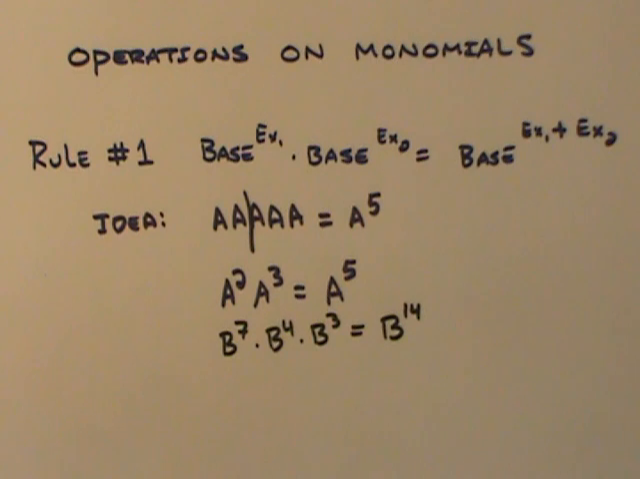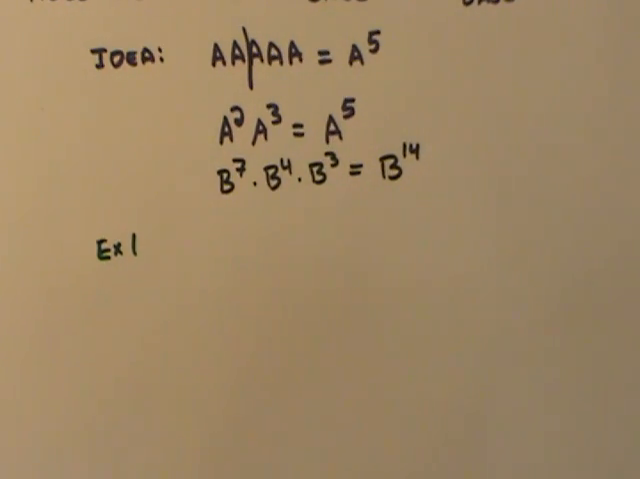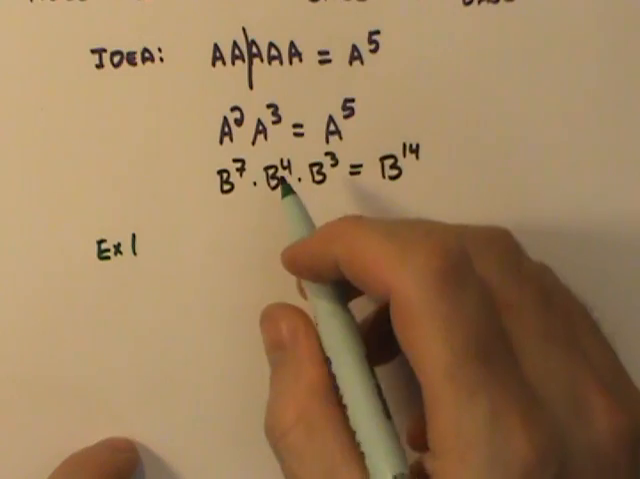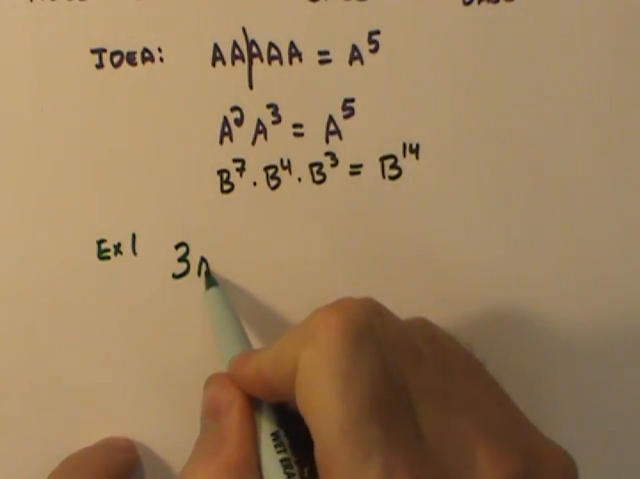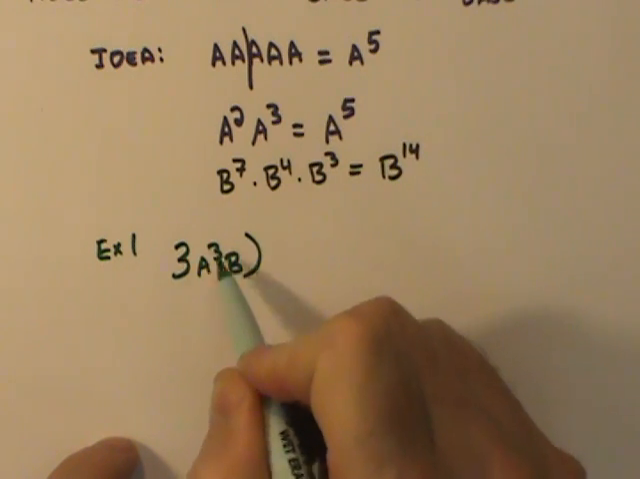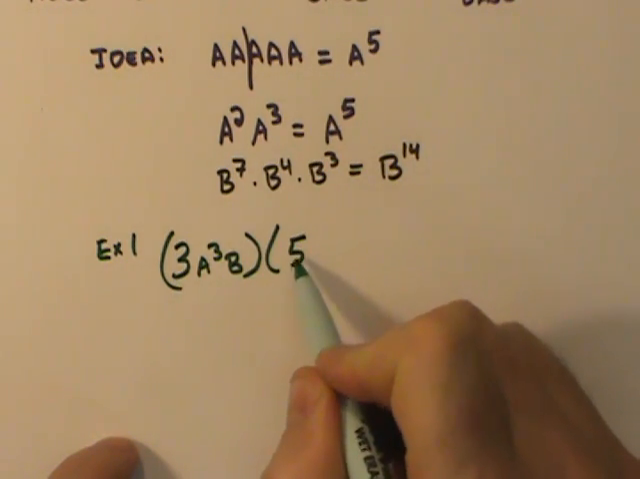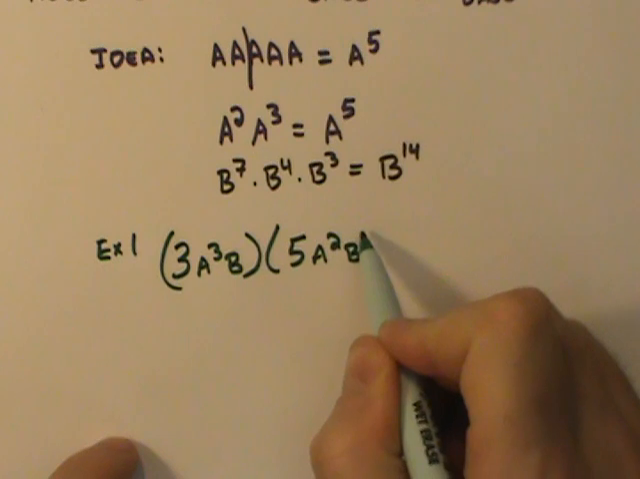Now, as we illustrate this example farther, what we're going to do is create examples where we have both coefficients and other variables. So I might say something like this. 3a cubed b, and then I want to multiply it by 5a squared b cubed.